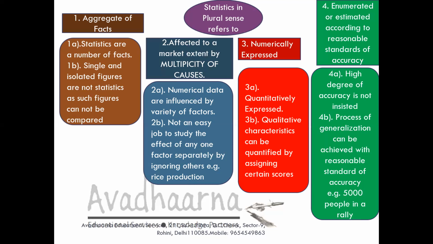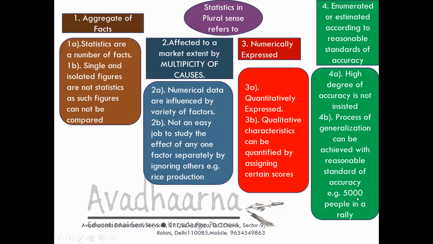So again, I have to have the data in quantitative terms in order to arrive at some conclusion. So that is why the qualitative characteristics also need to be quantified to arrive at some conclusion. Then they are enumerated or estimated according to reasonable standards of accuracy. Fine. So a high degree of accuracy is not insisted. The process of generalization can be achieved with a reasonable standard of accuracy.